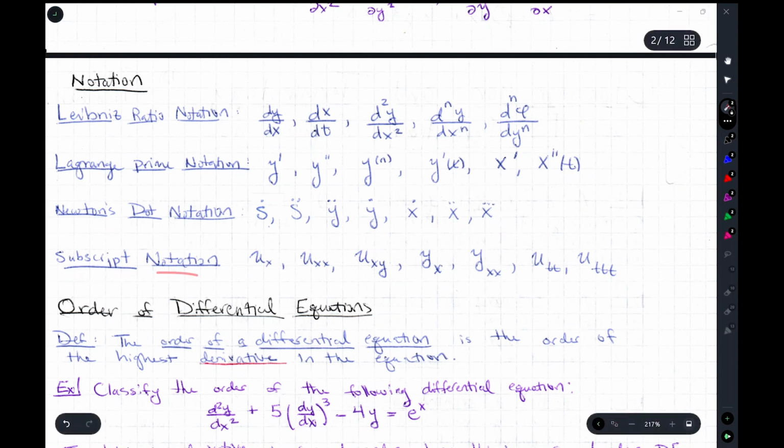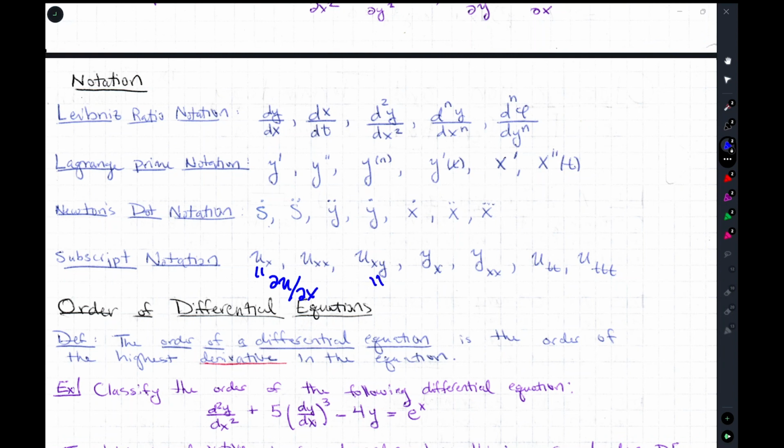And finally, and this is most common with partial differential equations, is that you write a subscript. So this is seen as partial u partial x, okay? This here is seen as partial u partial x, and then the rightmost subscript y is taken afterwards, okay? So that's how the subscript notation is used, and it's most commonly used for partial differential equations.